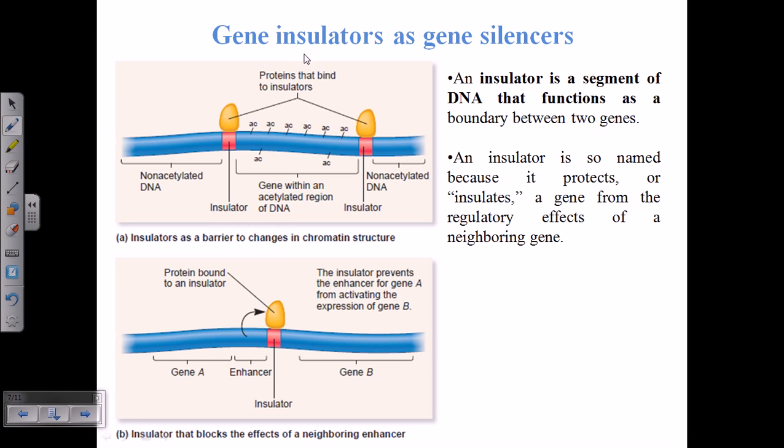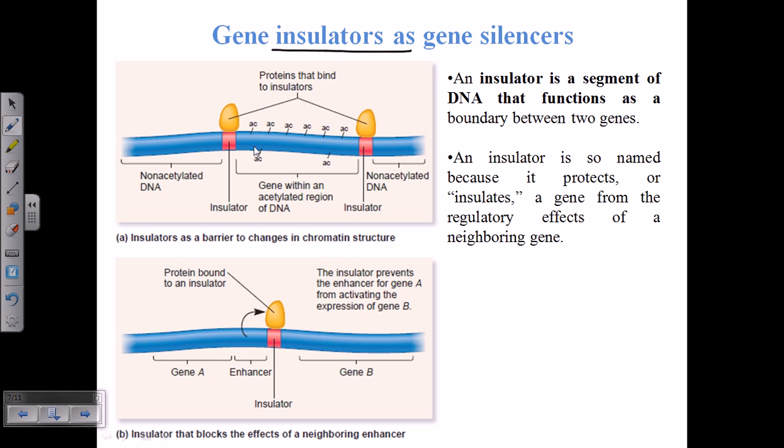Now let us talk a little bit about the gene insulators, which can also act as gene silencers. We have seen methyl transferase act as a gene silencer, as well as HDAC act as a gene silencing agent. But now we are going to see there are some sequences present in the DNA which can also act as gene silencers. They are called gene insulators.